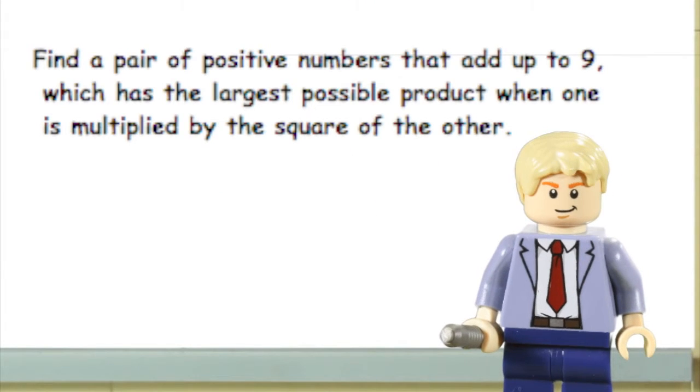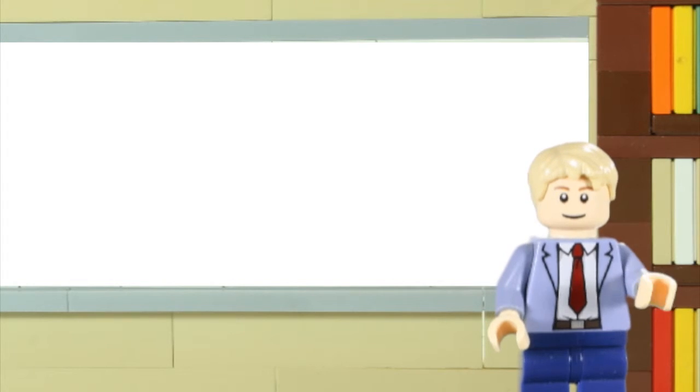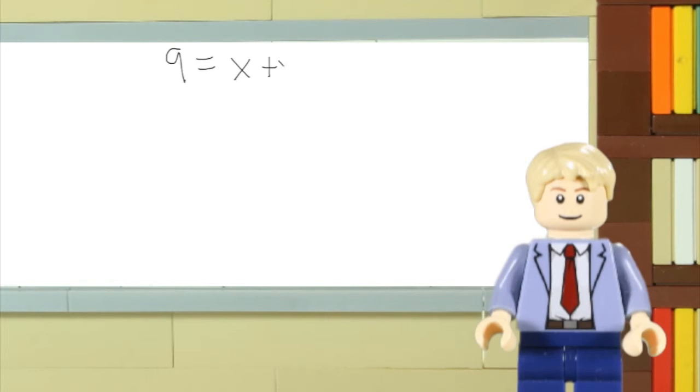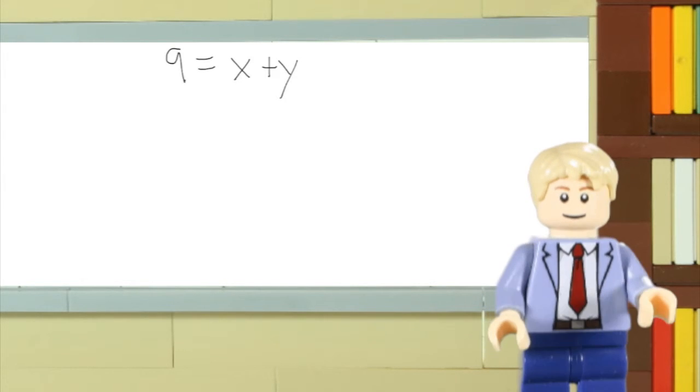Find a pair of positive numbers that add up to 9, which have the largest possible product when one is multiplied by the square of the other. First, we have to write out the mathematical statements that represent the situation. These are our constraints. Let's say that the two numbers we want to find are x and y. They must add up to 9. X plus y equals 9. The product of one and the square of the other is what we want to maximize. P equals x times y squared.